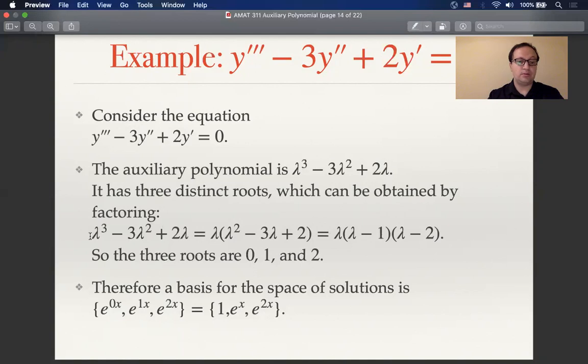Well, we start with lambda cubed minus 3 lambda squared plus 2 lambda. We factor a lambda. And then we get that this is lambda times lambda squared minus 3 lambda plus 2. And this can also be factored by solving the quadratic equation or whatever method you want to use. So it factors overall into lambda times lambda minus 1 times lambda minus 2. And then when we set this equal to 0, this means that either lambda is 0, or lambda minus 1 is 0, or lambda minus 2 is 0. So the three roots are 0, 1, and 2.